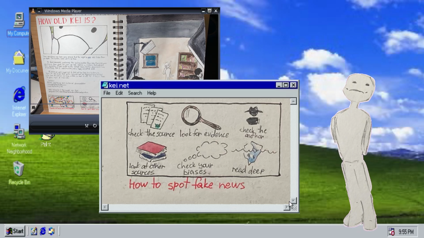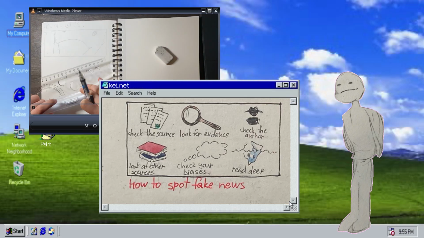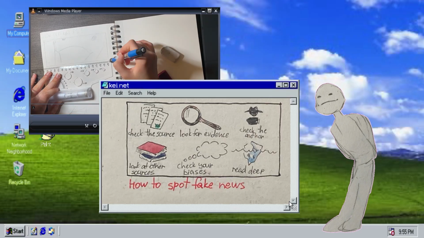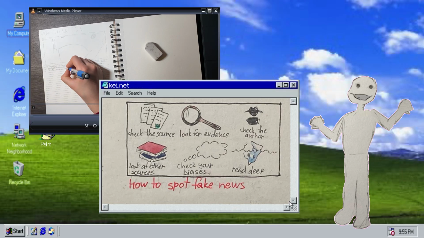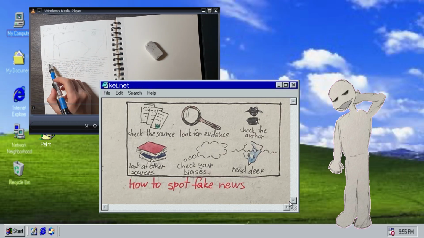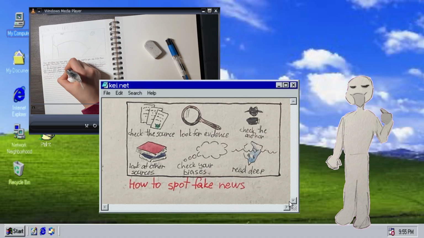Third is check the author. Is the author credible? Do they have a high ranking? Do they have a good reputation? And I feel like nowadays you also might have to check if they are real or AI. Next is look at other sources. Credible sources, please. You might have to do the same fake news checking also.